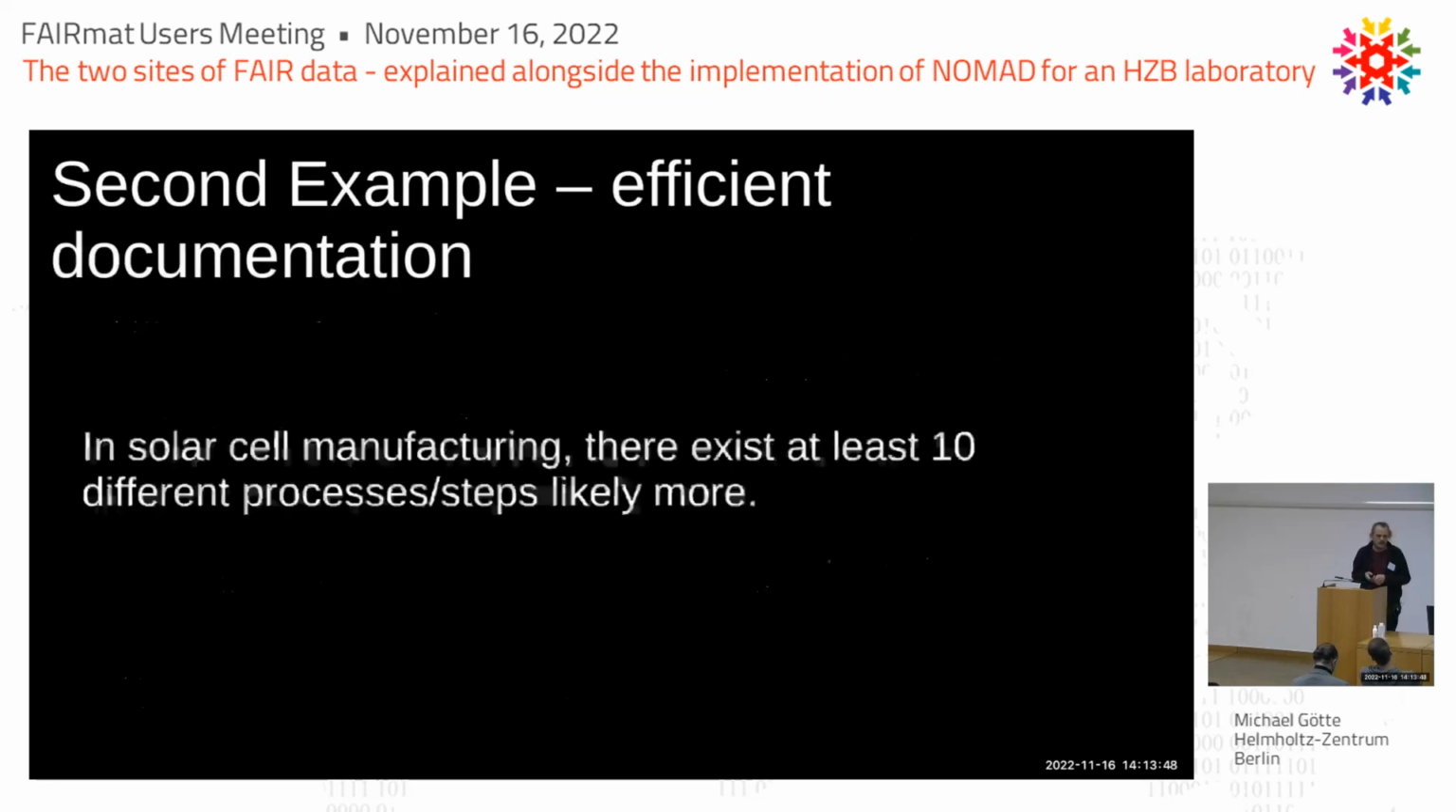Also for that, I present two examples. The first example is, first of all, regarding efficient documentation. So you usually have 10 or more different processes to produce a solar cell, from cleaning to deposition of information to all the steps involved.